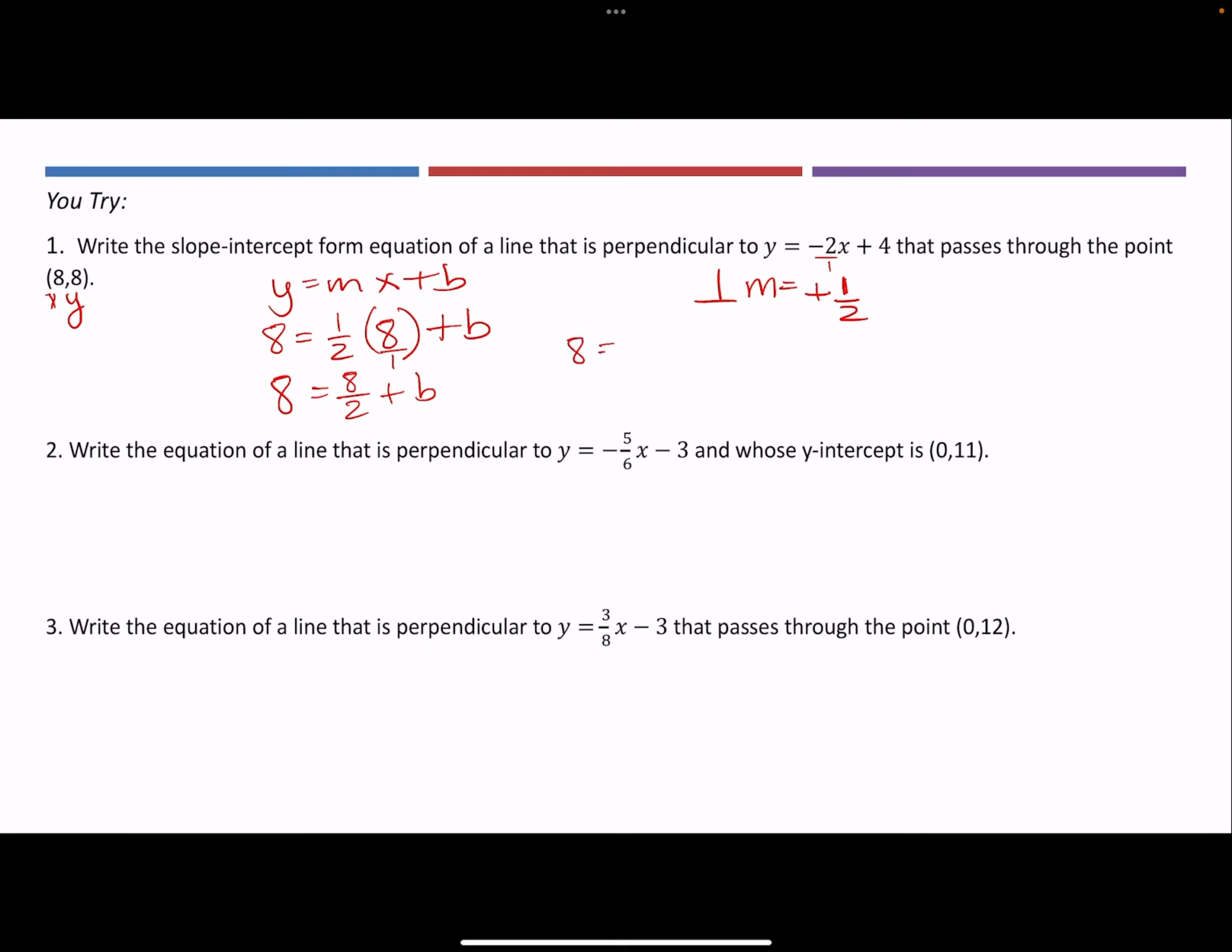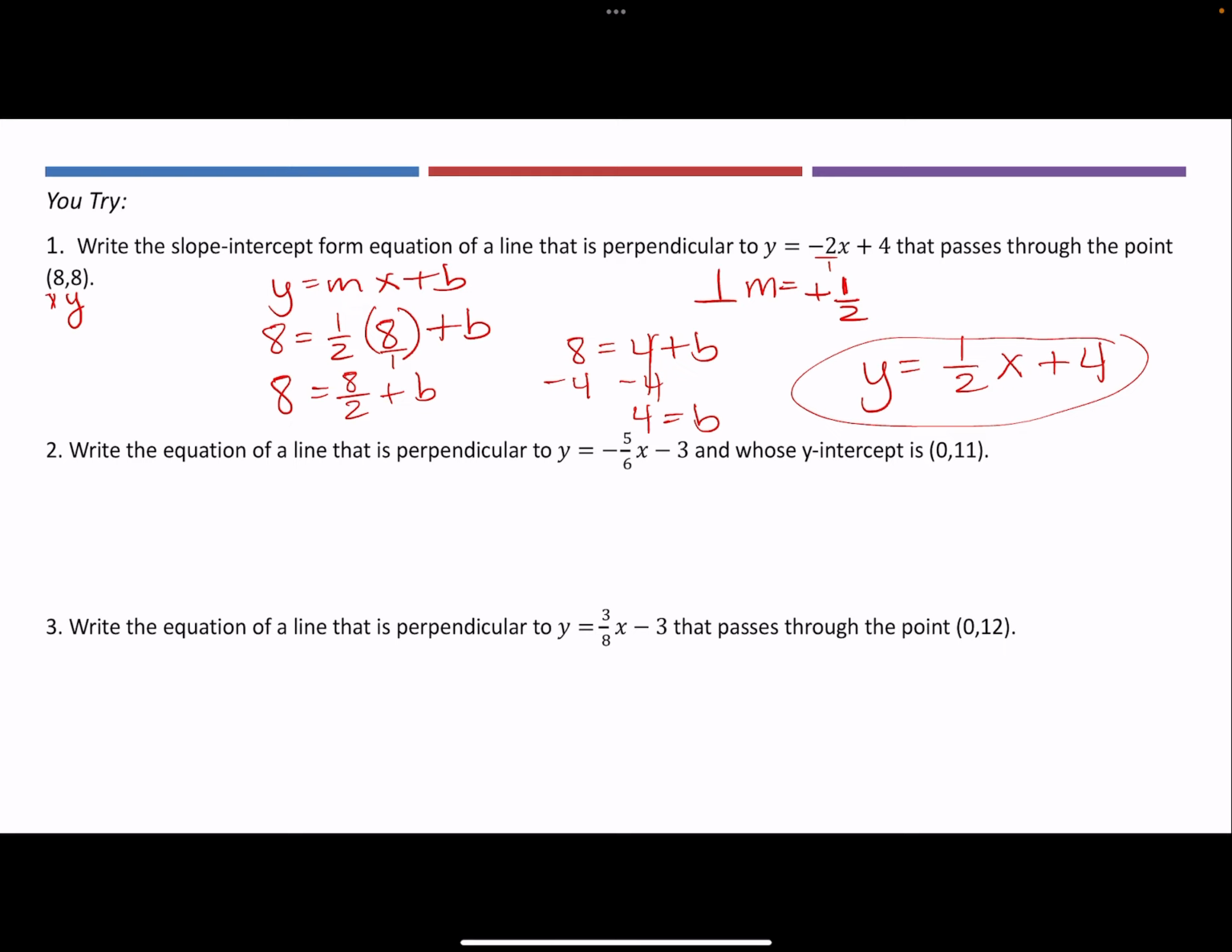So it's really like 8 is equal to 4 plus b. And now solve for b. You're going to subtract 4, and you get 4 is equal to b. So put it all together. y is equal to 1/2 x plus 4. There's your equation.